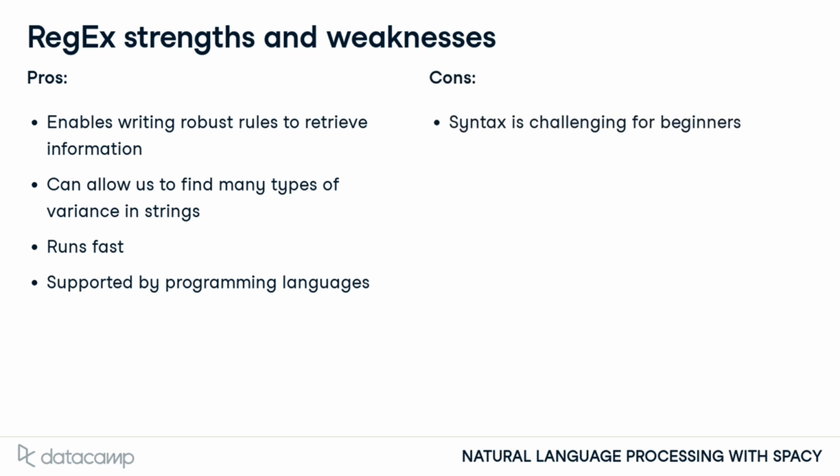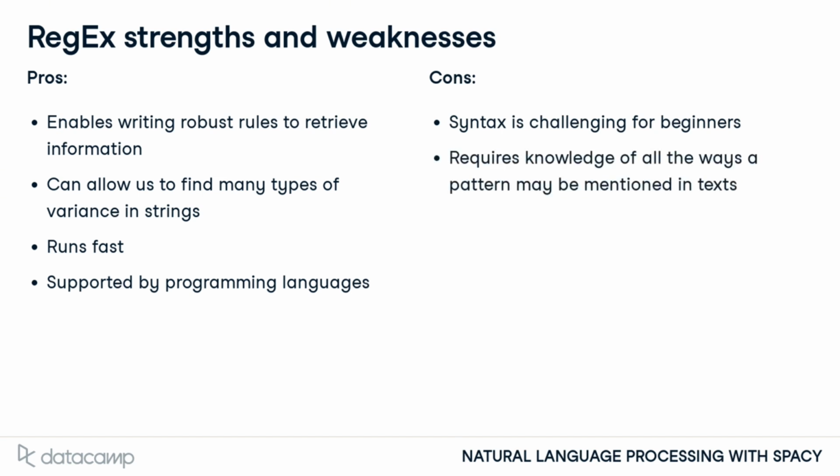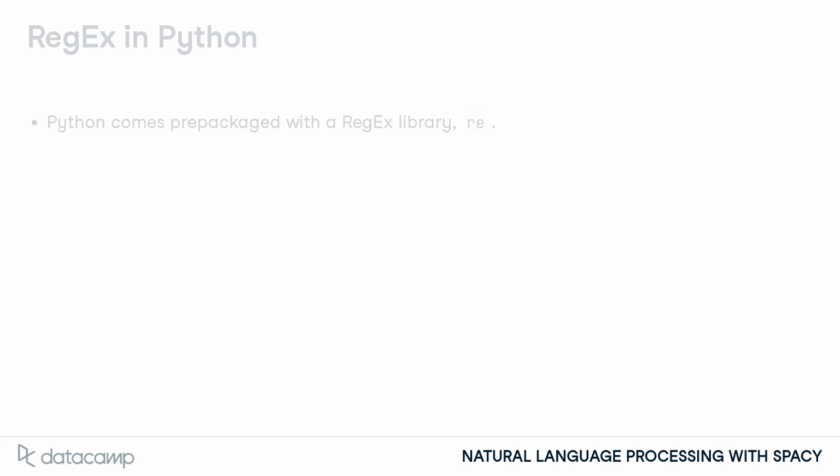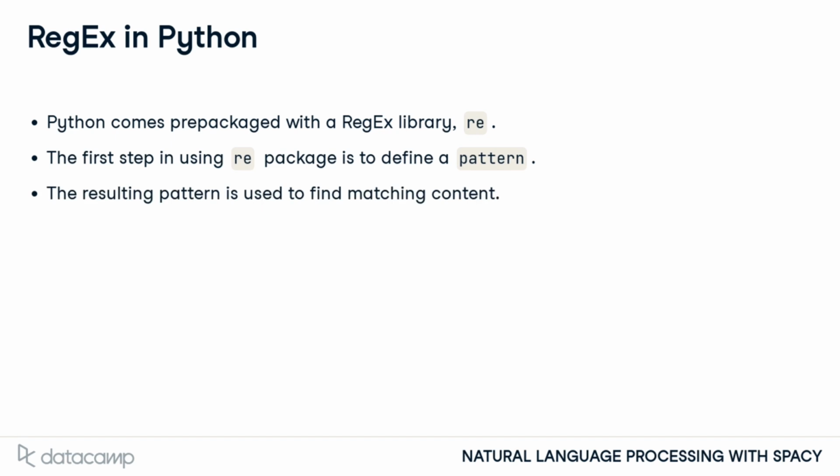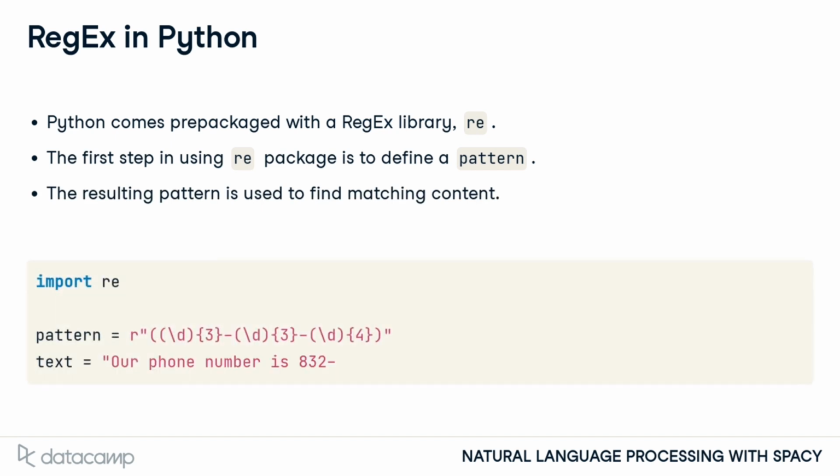Despite these advantages, regex has a few weaknesses. Its syntax is quite difficult for beginners. Writing good regex patterns requires a knowledge of all the ways a pattern may vary in text. Python comes prepackaged with a regex library called re. Let's assume we want to find the phone numbers in a text. The first step is to define a pattern. Assuming a phone number is always written as something like 3 digits, dash, 3 digits, dash, 4 digits, a pattern to find such phone numbers is shown.